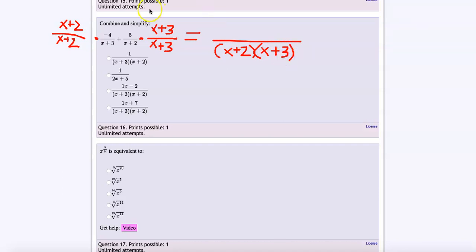Okay, now let's look at the numerator. Negative 4 times x plus 5x. Well, a 5x and a negative 4x combine to be a 1x. And then we have a negative 4 times 2, which is negative 8. And a 5 times 3, which is 15. So we have a 15 and a negative 8, and 15 and negative 8 add up to be 7. So that gives me the last answer choice here.